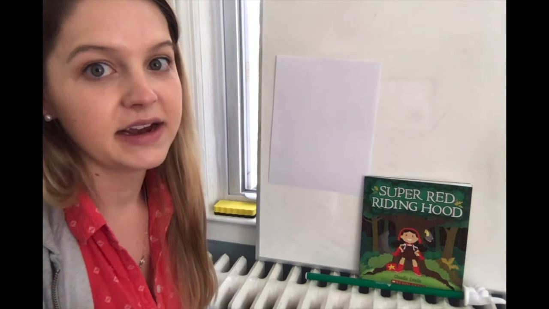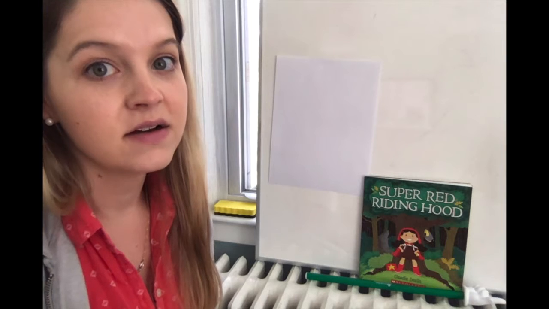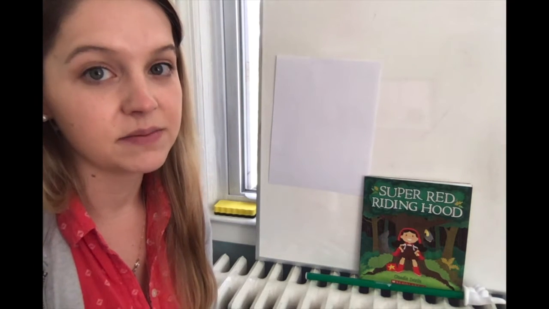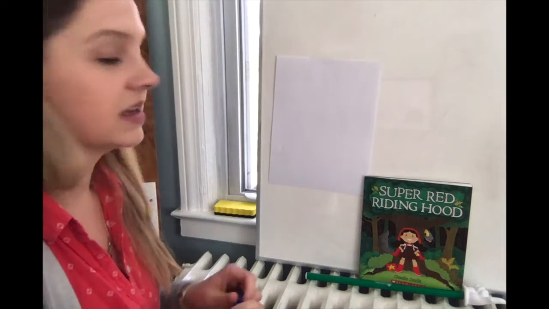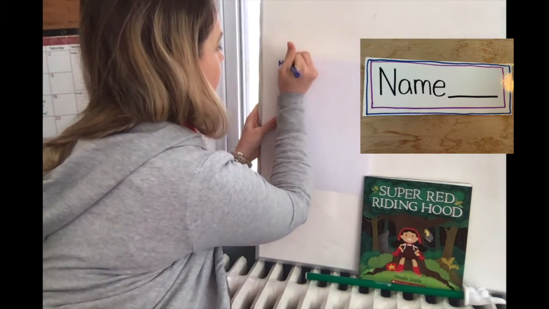Hi friends, this is the activity video that goes along with the book Super Red Riding Hood. For this activity, you'll need a piece of paper, something to write with, and something to color with. First thing that you want to do is write your name at the top of the paper.